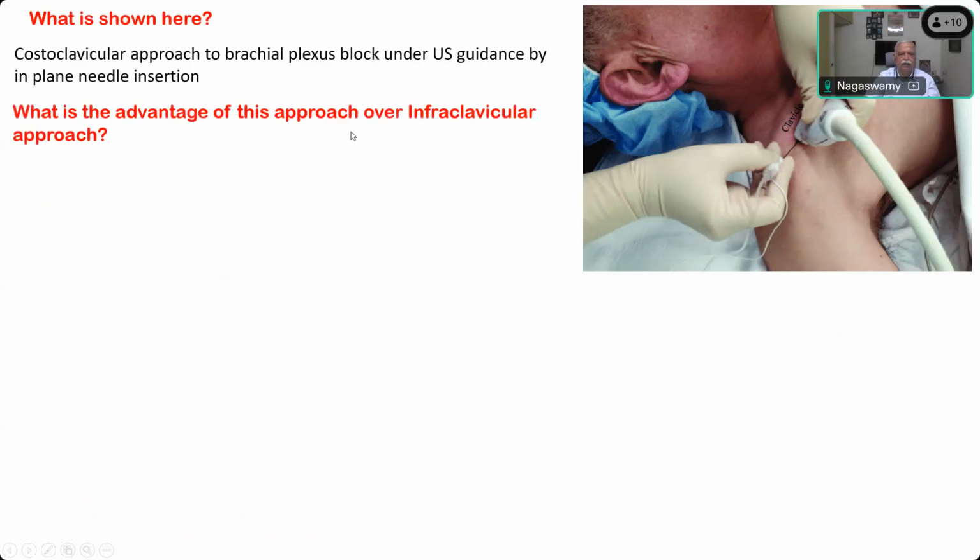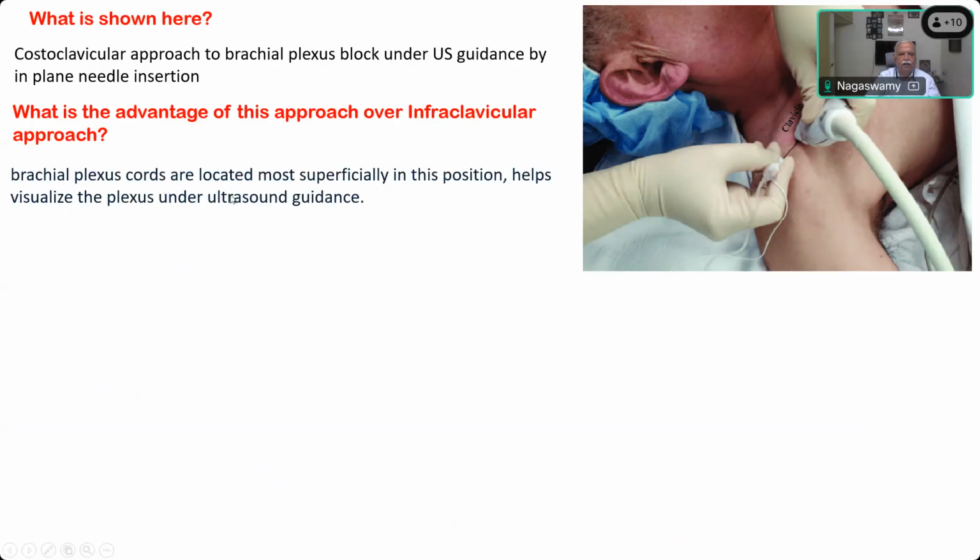What is the advantage of this approach over the infraclavicular approach? Sir, here all the nerve groups will be on the same side, lateral to the artery. They are very superficial. Brachial plexus cords are located more superficially in this position. It helps visualize the plexus under ultrasound because there's no bone here.